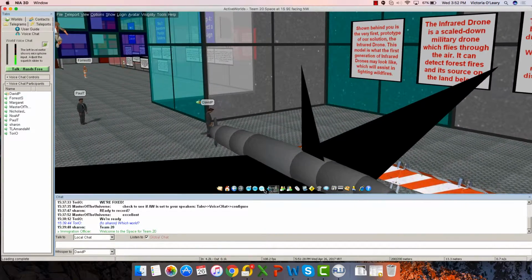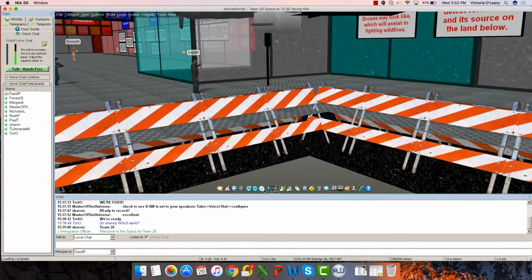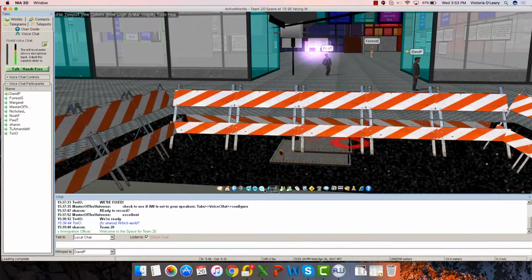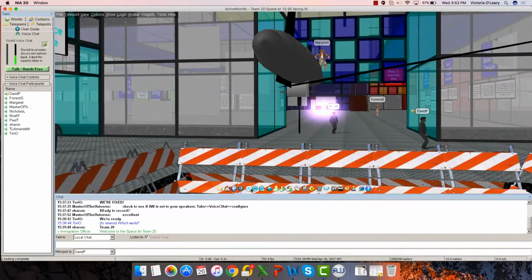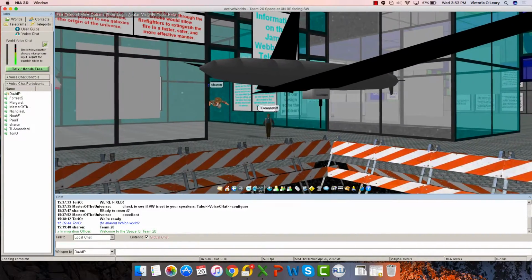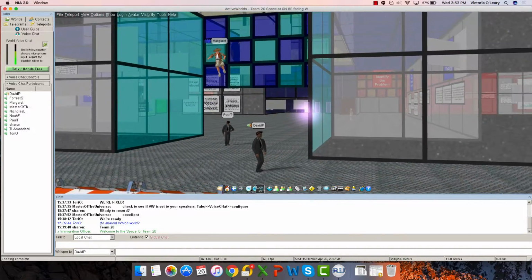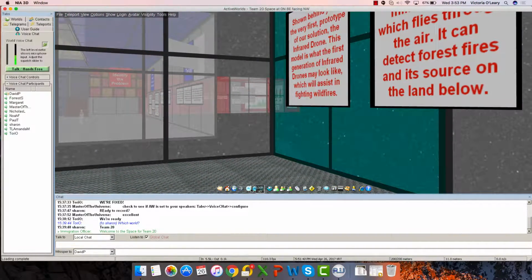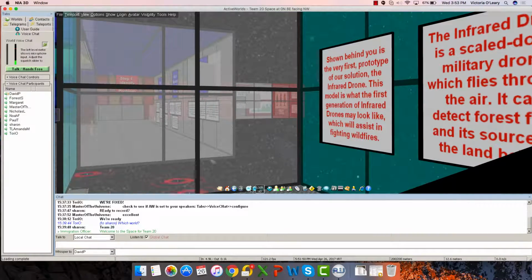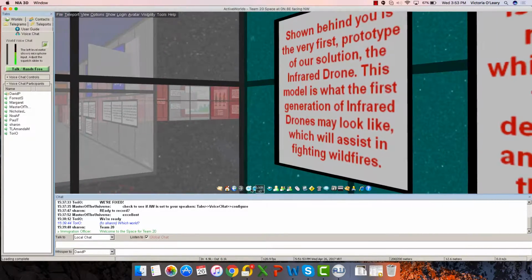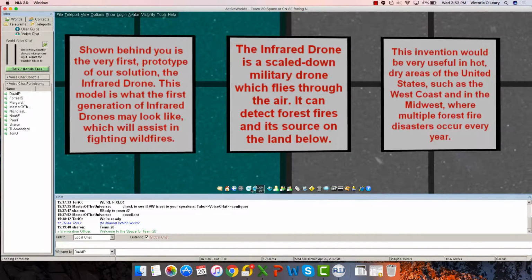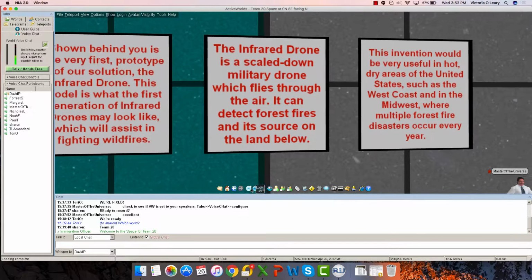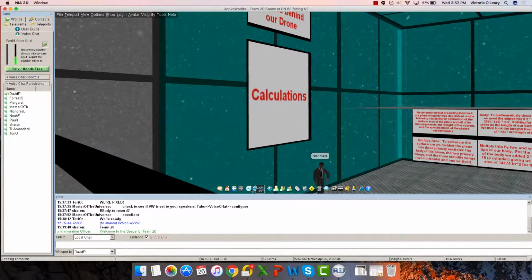It'll be useful in areas that are hot and dry. So in the United States, those are the western and midwestern states, where more forest fire disasters occur annually. The infrared drone would be used there to detect these fires and alert authorities to go to where the fires are to put them out. And I will hand you off back to Nick to talk about the math and science behind our infrared drone.